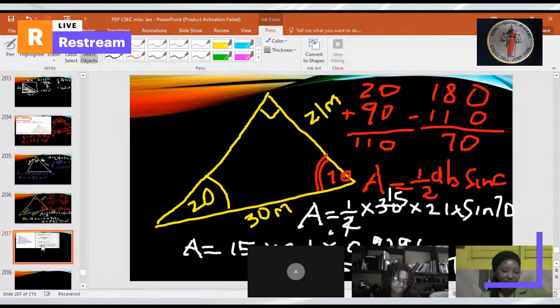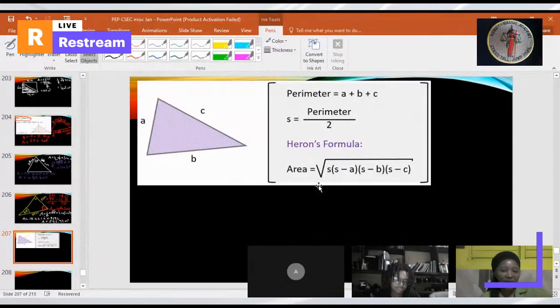All right, let's look at the last formula for finding the area of the triangle, Heron's formula. So where you have a triangle with side A, side B, side C, Heron's formula says you have to find the semi-perimeter first. Semi means half. So you add the three sides to get the perimeter and then divide that by 2.